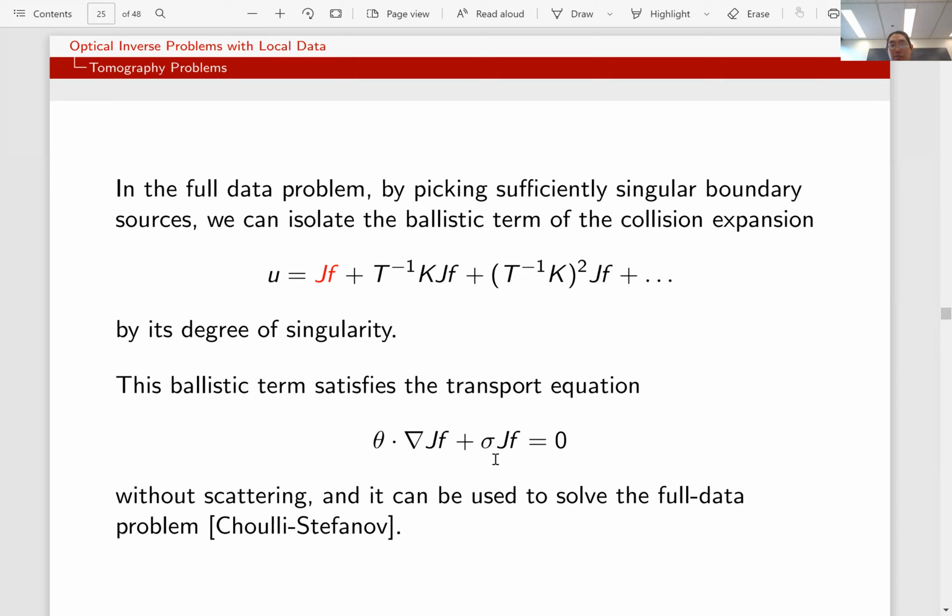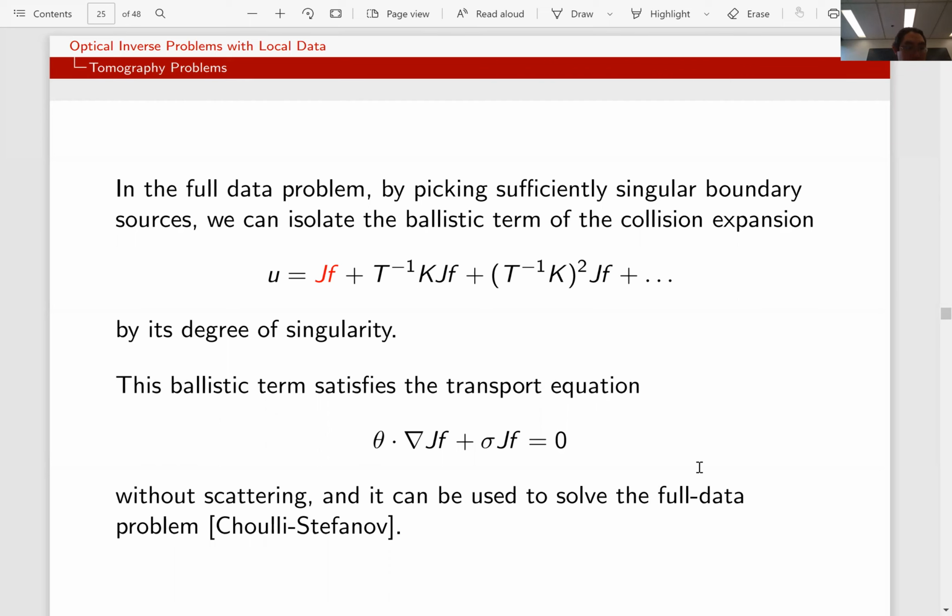If you measure the difference in light between where you started and where you ended, you basically end up with the integral of sigma through this line. And if you know the integral of sigma through all these lines, you can just recover sigma by inverting the X-ray transform. Okay. And so this is basically how this paper by Shui and Stefanov works. So you pick very singular boundary sources. You look at the collision expansion. You isolate the ballistic term of the collision expansion because it's much, much more singular than everything else. And then you use that term to solve the problem.